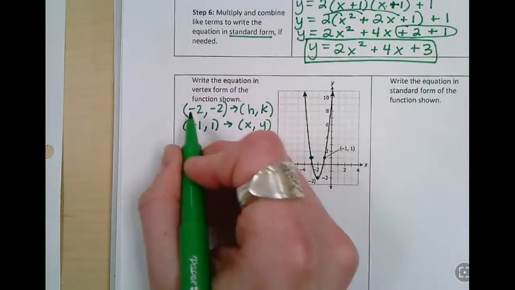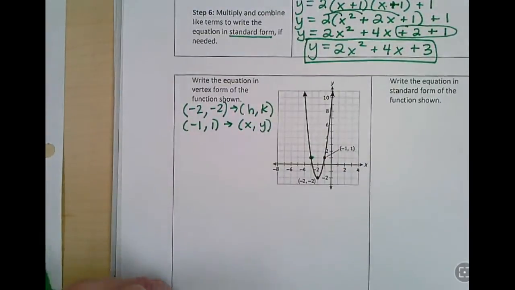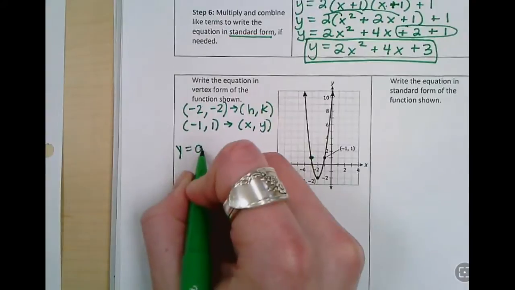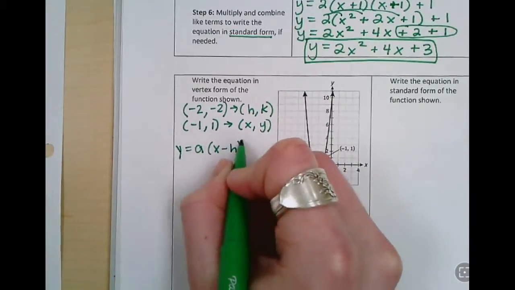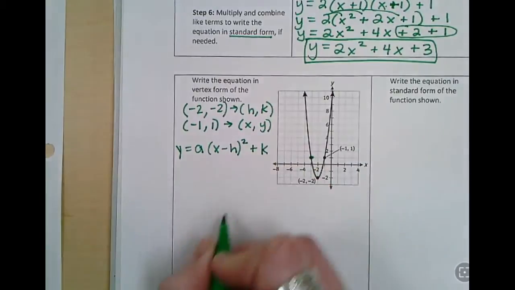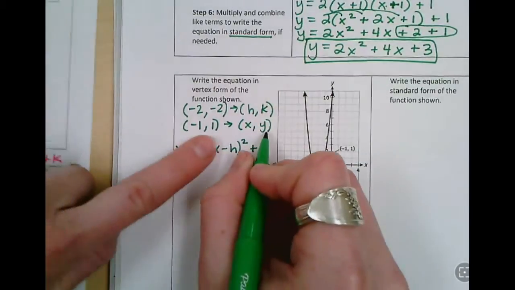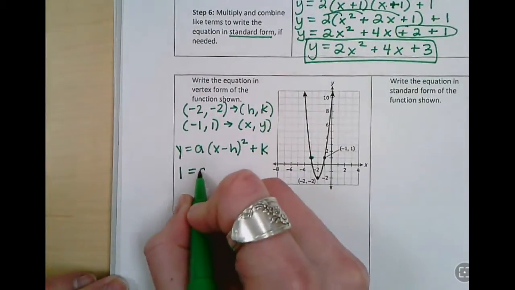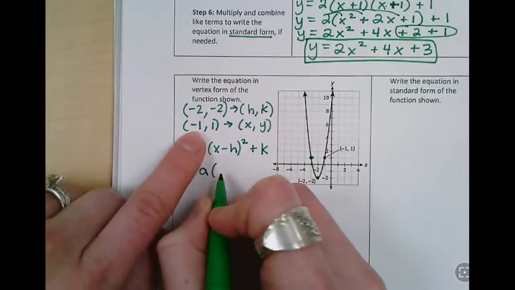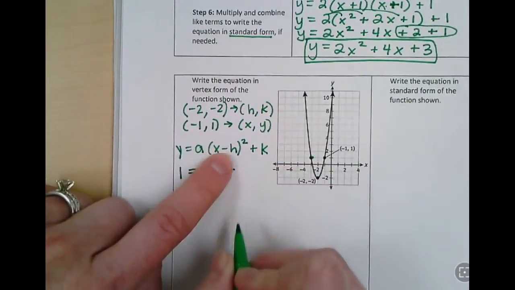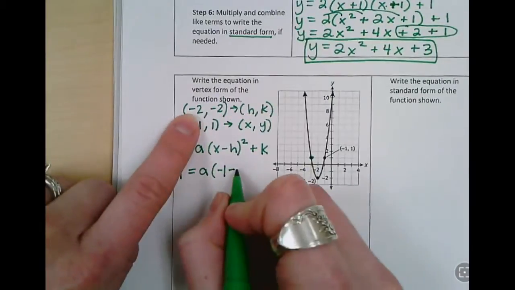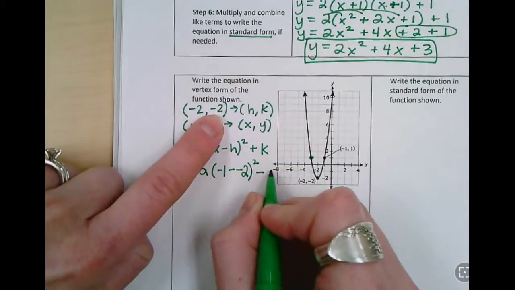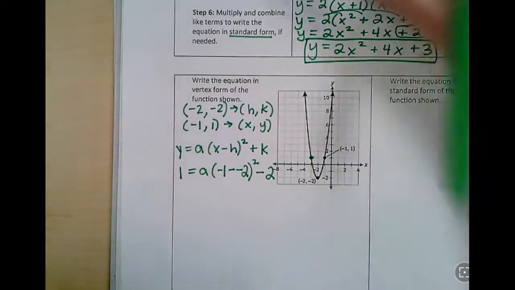Now that I have 2 points, my vertex and my xy, I can plug this into vertex form in order to solve. Vertex form is y equals a, x minus h, quantity squared, plus k. So my y is the y value of my ordered pair, so 1, equals a, x in my ordered pair is -1, minus h in my vertex is -2 squared, plus k, and it's -2, so -2.